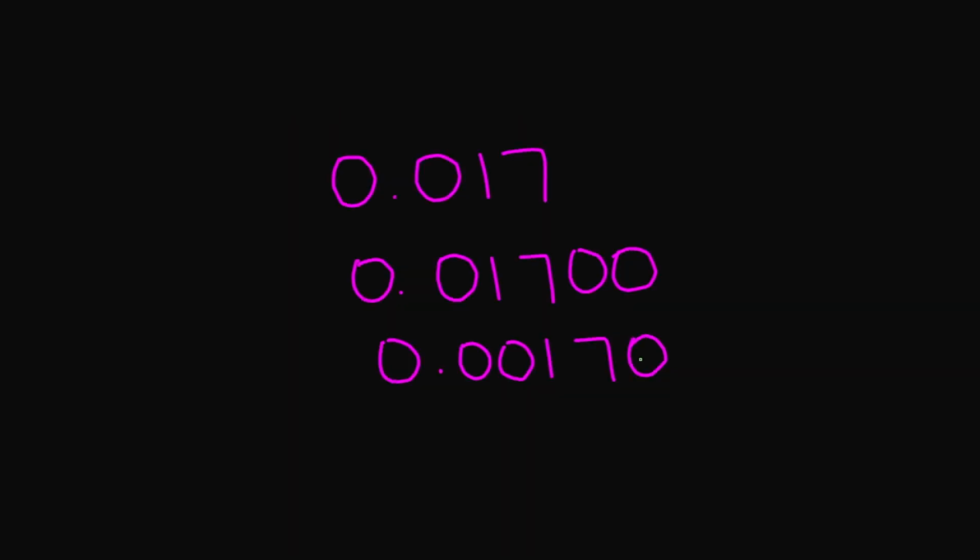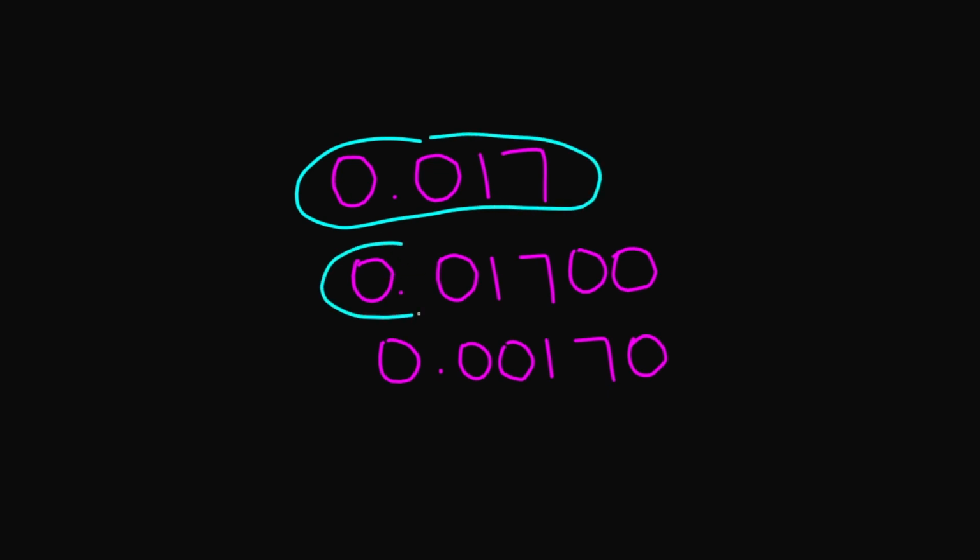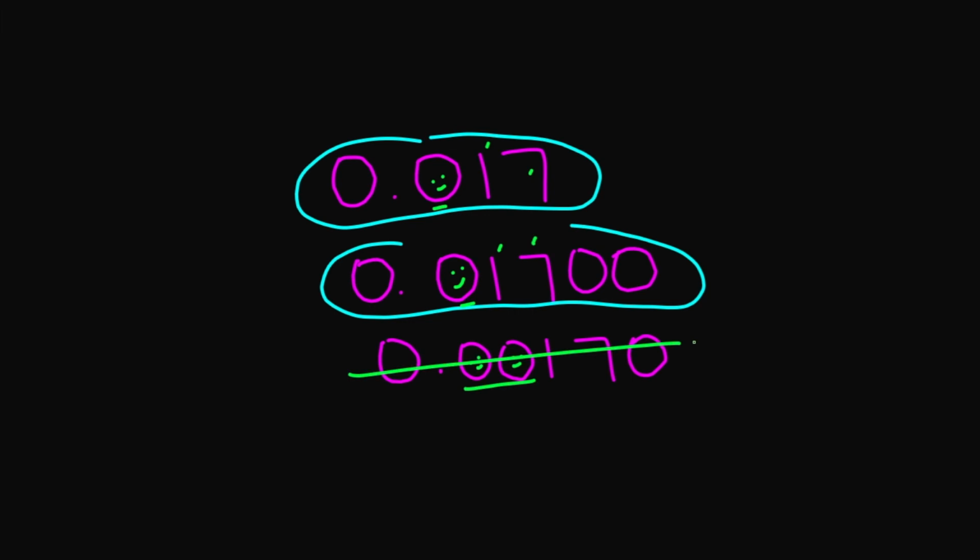So let's look at this example. Which two decimal numbers are equivalent? That's going to be the first one, 0.017, and also the second one, 0.01700. This last decimal number is not the same as the first two. Notice we have 0, 0, we have our 1, and we have a 7. So this last decimal is not a match with the first two numbers.